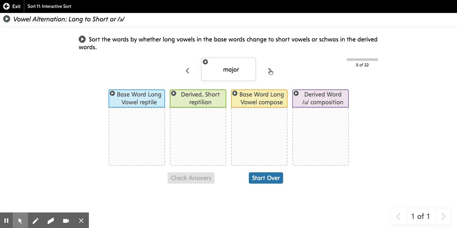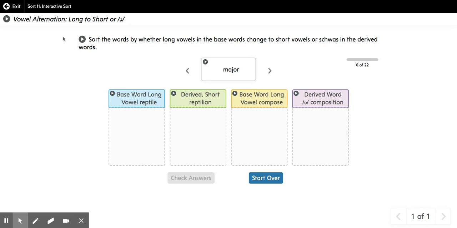So your sort today is a little bit confusing in my opinion, so I'm going to talk you through it. You might have to do the sort a couple of times because it does kind of require you to be able to automatically switch between base words and derived words. And that can be a tricky thing. So let's do some together and see if we can get a handle on what this sort is all about.